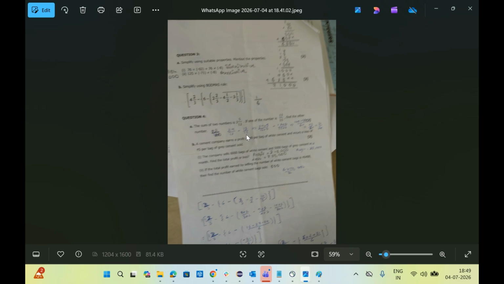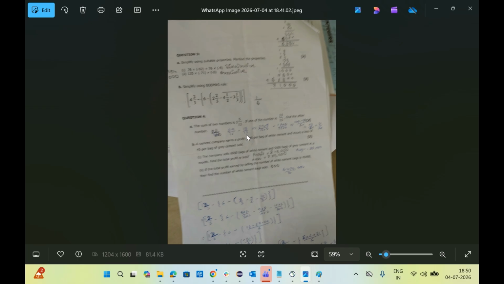And loss means grey cement. It is getting a loss of 5 rupees. How many grey cement bags sold? 5,000. So 5,000 into 5, 25,000. Profit is 48,000. Loss is 25,000. So net out of this profit and loss, profit is bigger. So the net result will be profit. Profit of 48,000 minus 25,000 is 23,000. Okay.